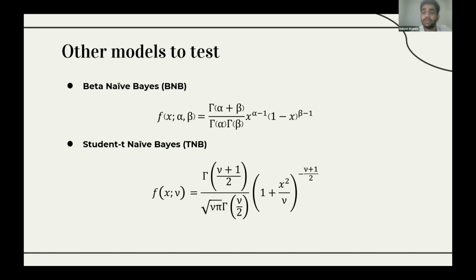On the other hand, the Student's t distribution was chosen to address another limitation of Gaussian models, that is their inability to model heavy tails. The t distribution is symmetric like the Gaussian, but has heavier tails, especially for small degrees of freedom. This makes it more robust to outliers and better suited for data sets where extreme values are expected. So by comparing the stable naive Bayes with beta naive Bayes and Student's t naive Bayes, we could isolate the benefits of modeling both skewness and heavy tails simultaneously.